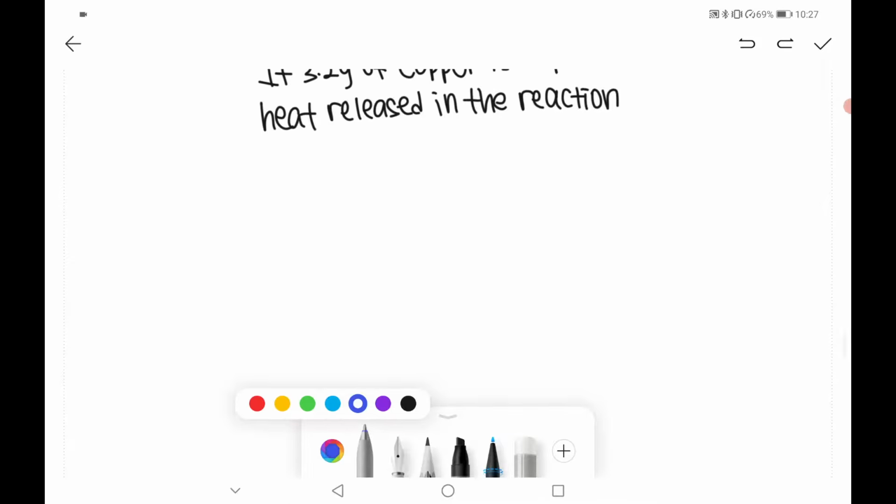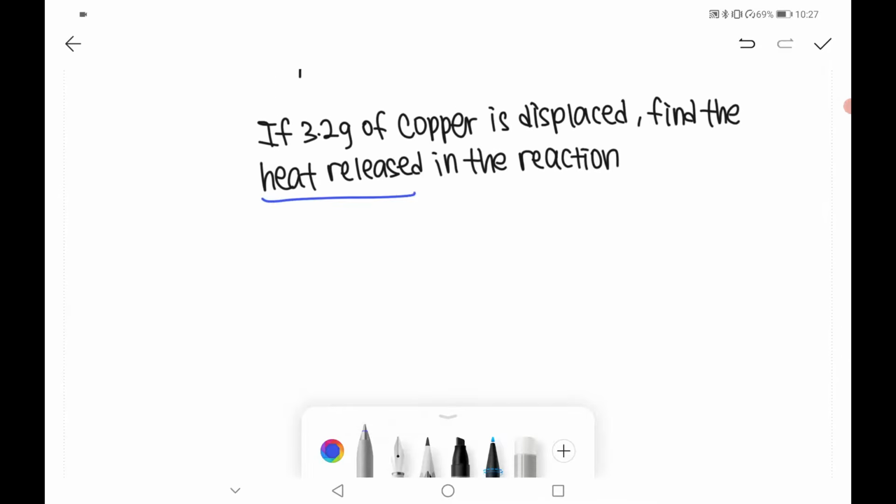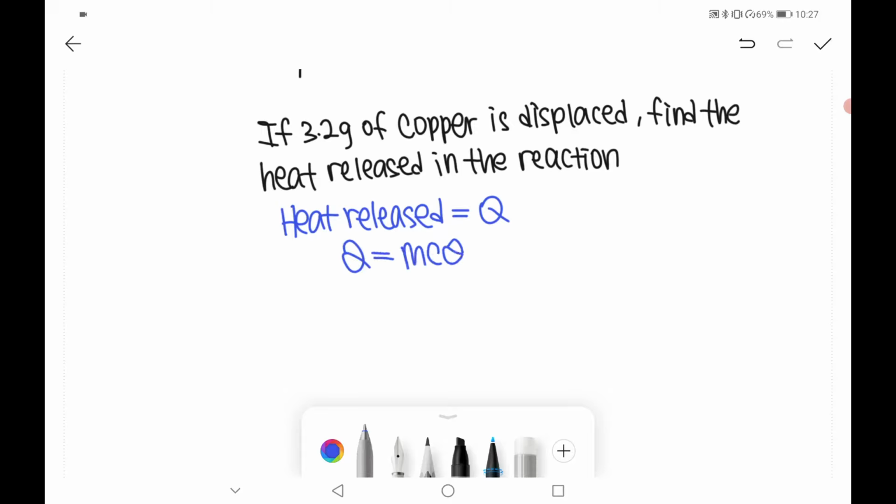When they ask us to find heat released, what do we want? Heat released is supposed to be Q, right? If they ask for heat, it should be Q. Heat of is delta H. To find Q, we need mc theta. If you want to find Q, the formula is mc theta.